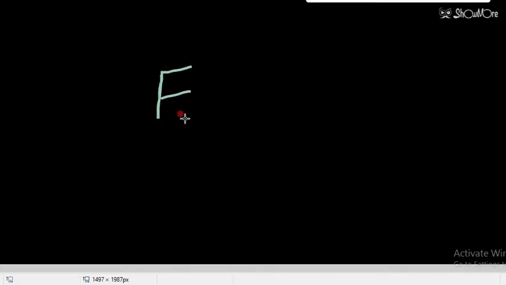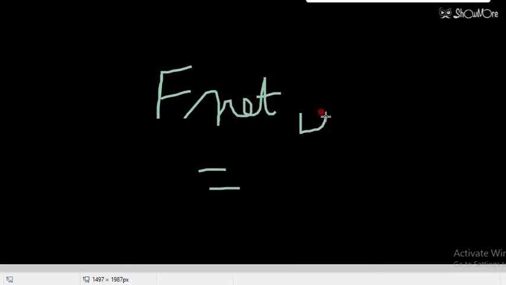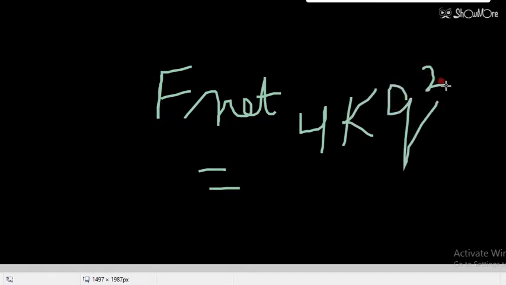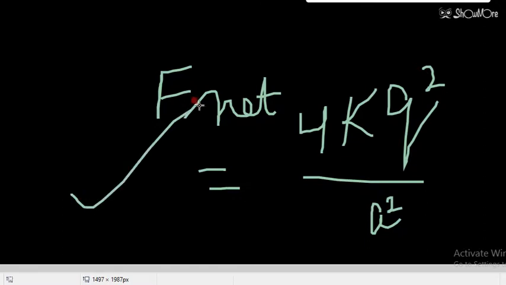For this question also you will get F net is equal to 4k q square by a square. But students, one thing that you have to keep in your mind is that the direction of the force will change. The magnitude will be similar to the first or second question, but the direction of net force will change.